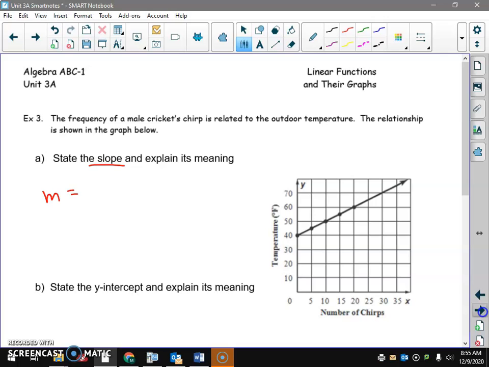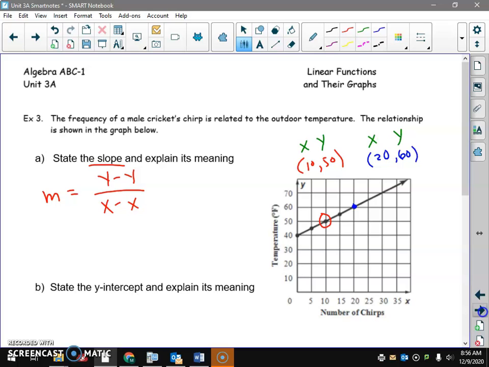Slope is m, and what have we done for m all the time? Y minus y over x minus x. And all we always needed to do is pick 2 points. I'm going to pick this one and this one. Sorry, let me do them in different colors. The red point, x comes first, 10, y comes second, 50. The blue point, x comes first, 20, y comes second, 60. And like I just said, I'm going to label these x, y, x, y.